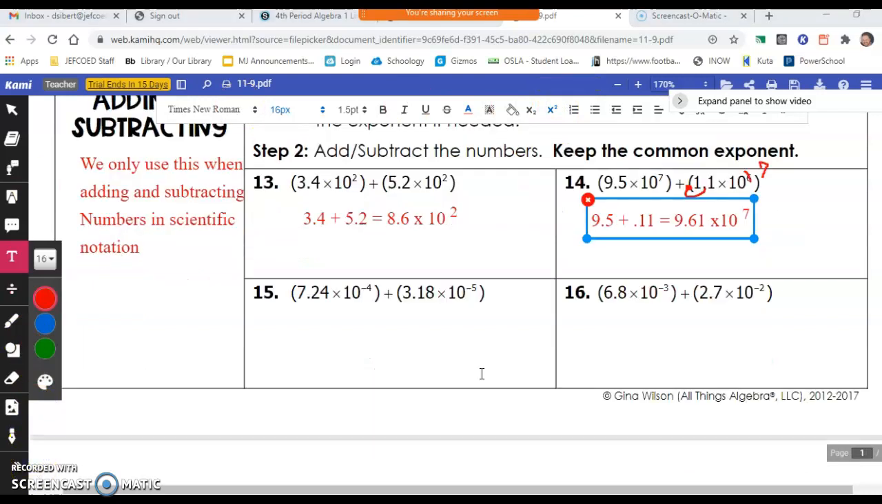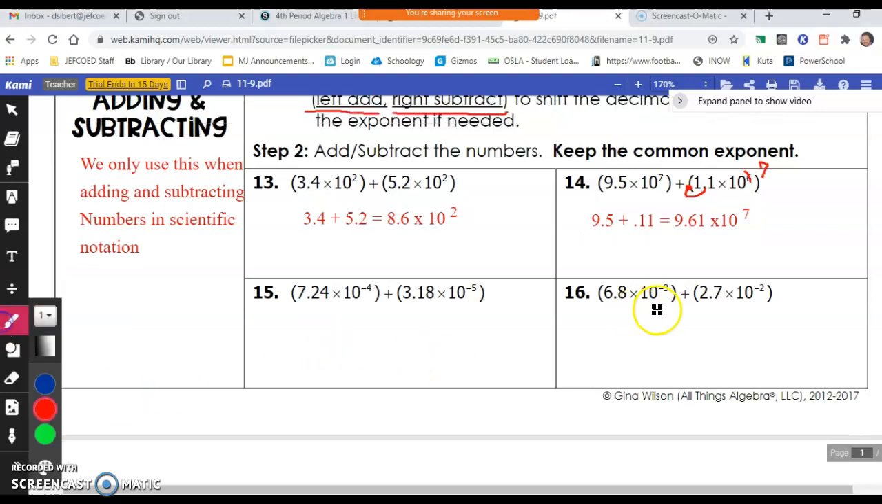All right, looking at 15, we have negative values here for my exponent. But again, it doesn't change what we do. What you do have to be careful of is to make sure you adjust the correct one to make it a little bit easier in the end. My exponents are -4 and -5. Which one is really the smaller one? -5. It's less. So we want to adjust it to where it's the same as -4.